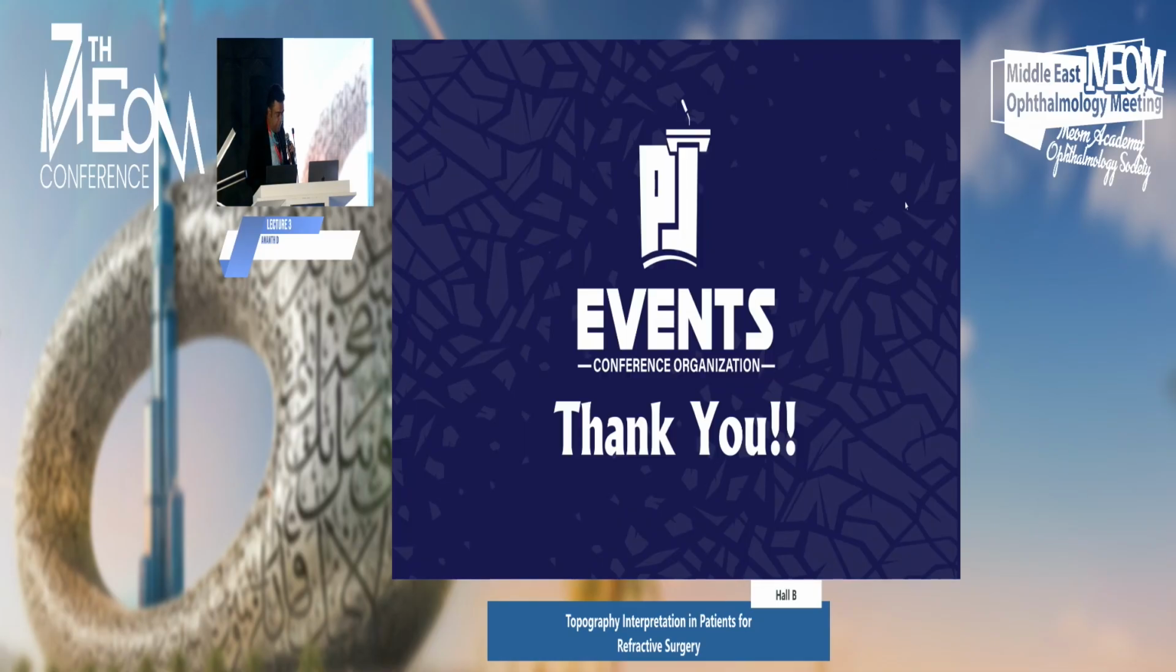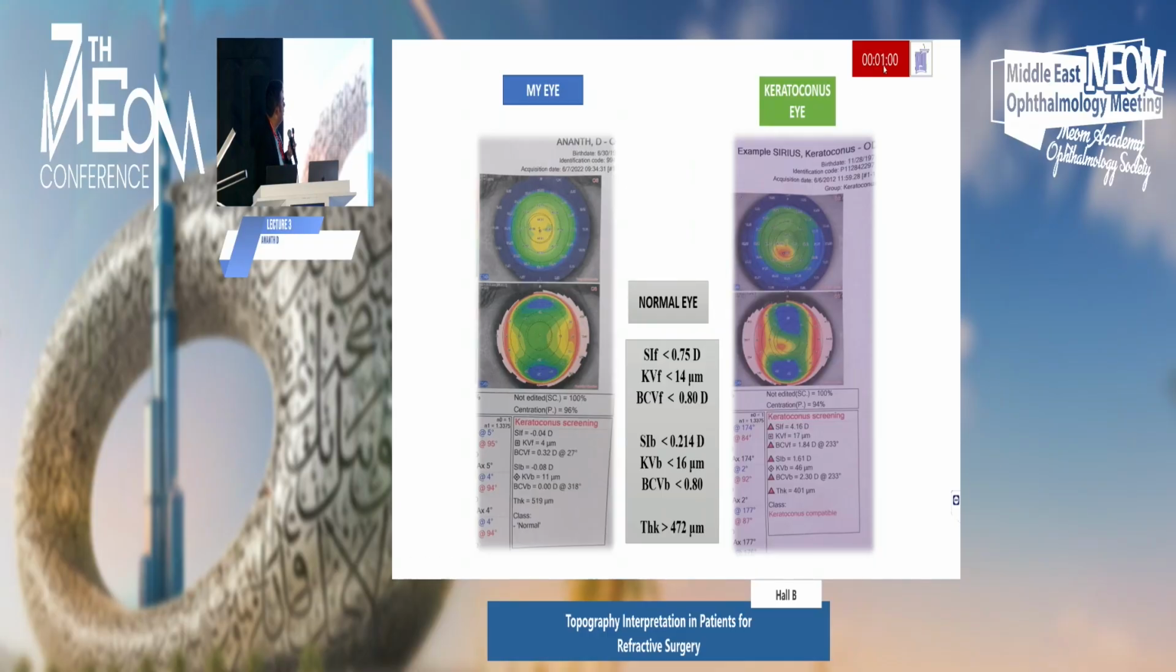So, Cirrus topography also works on the same principle. There we call it keratoconus vertex front and back, and symmetry index front and back, but it also takes wavefront into account and beyond some values. This is the topography of my eye and the topography of a keratoconus patient's eye, and the normal indices are mentioned. If these wavefront values go beyond normal, Cirrus or Cirrus Plus also tells us whether this is a case of early keratoconus or a normal eye, and we can plan our procedures accordingly.